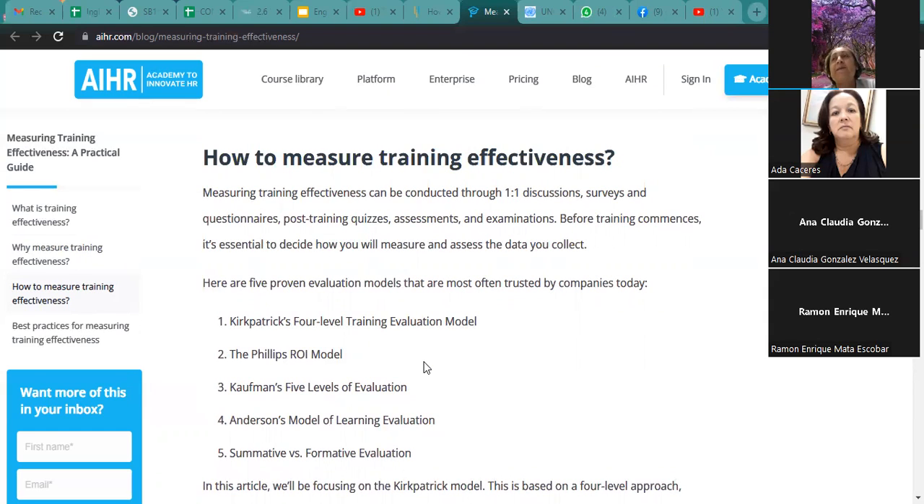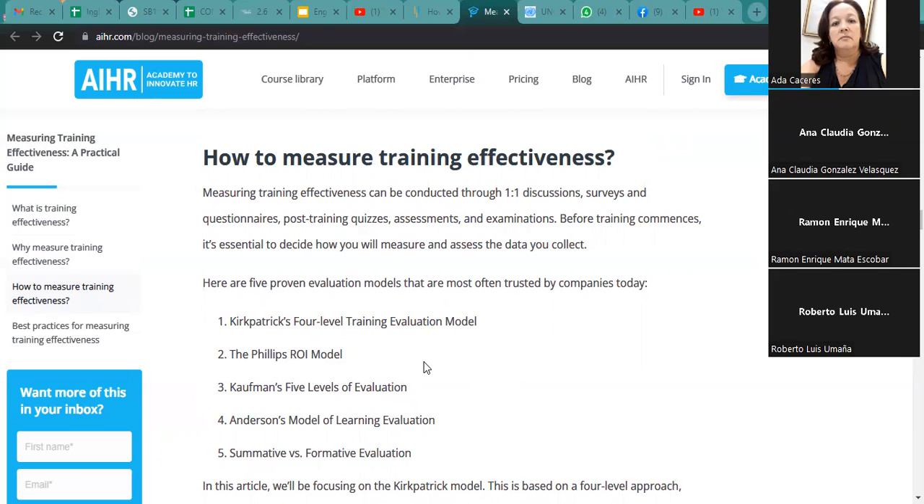And that can give a better idea about if the training is the correct one to improve the skills of employees, or improve the knowledge, or can improve the job of the employees or the group of employees. And this part is talking about five models to measure that effectiveness, but I don't know what every one of those is in this part.